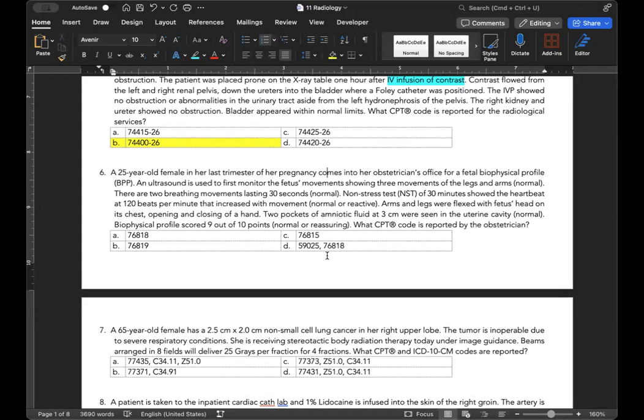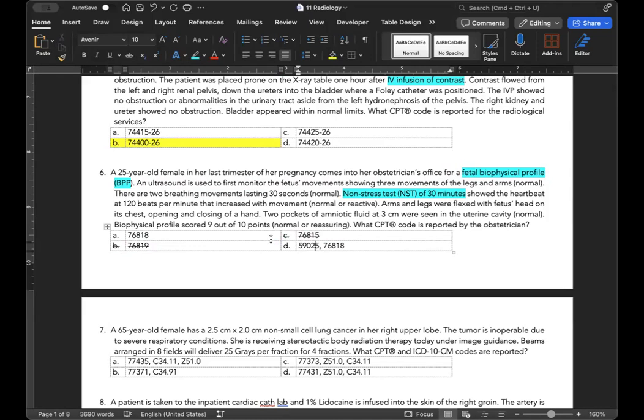76818 is a fetal biophysical profile with non-stress testing. So that's what we've done, right? That fetal biophysical profile. And then we also did a non-stress test of 30 minutes. So we know we need the 76818, right? So now we need to determine, is that our only code, or do we also need to code 59025?